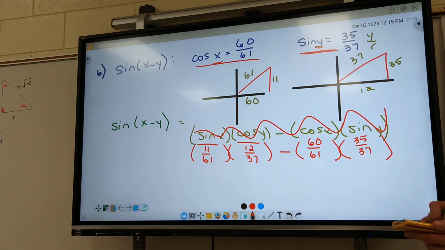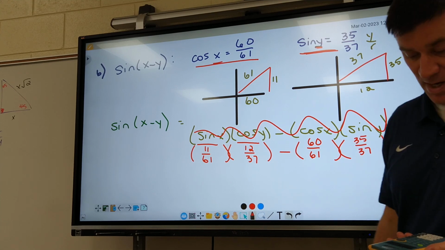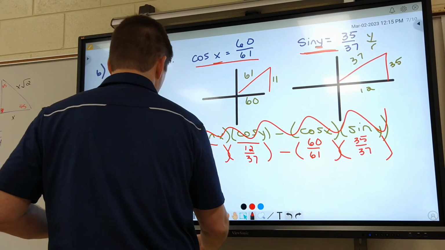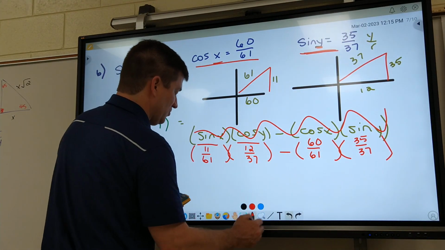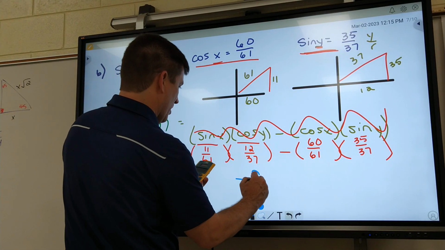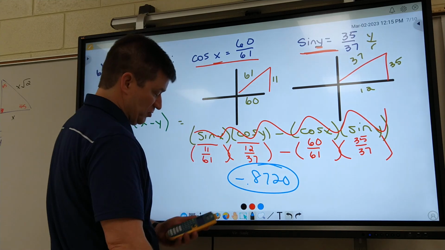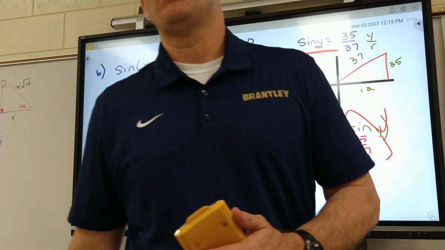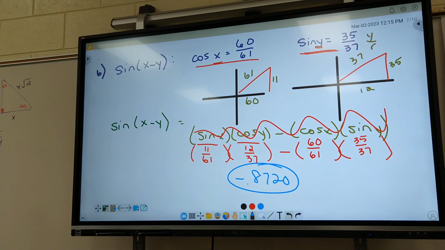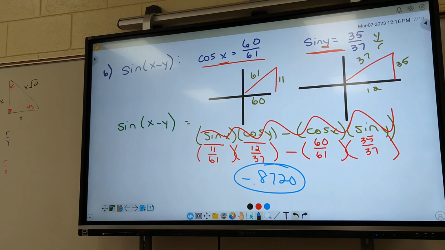Will we get a negative? It's very possible. Negative 0.8719. So I'm going to round that off to 4 numbers. Negative 0.8720. I rounded up the 19 on the end to 20 because it had a 5 after. All right. A lot of the times, half the time.